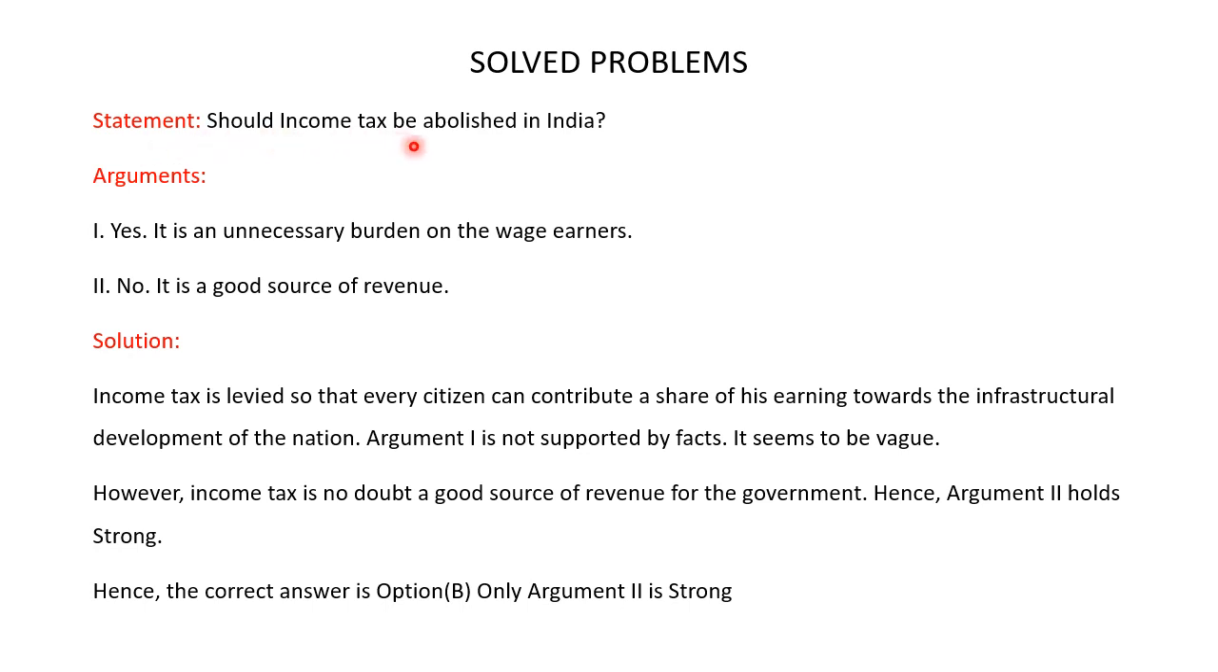Statement. Should income tax be abolished in India? Arguments. Argument 1. Yes, it is an unnecessary burden on the wage earners. Argument 2. No, it is a good source of revenue. Now let's find out which of these arguments is a strong argument. Now income tax is levied so that every citizen can contribute a share of his earning towards the infrastructural development of the nation. Now argument 1 is not supported by facts. It seems to be vague. So argument 1 is weak.